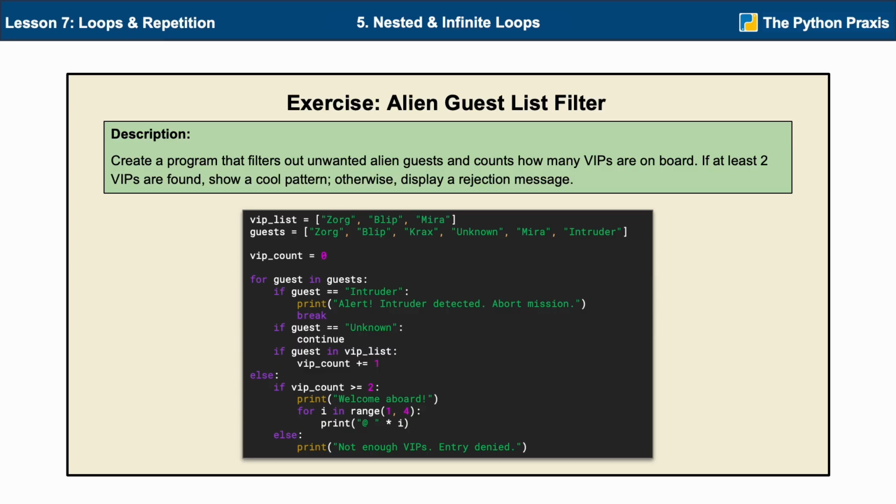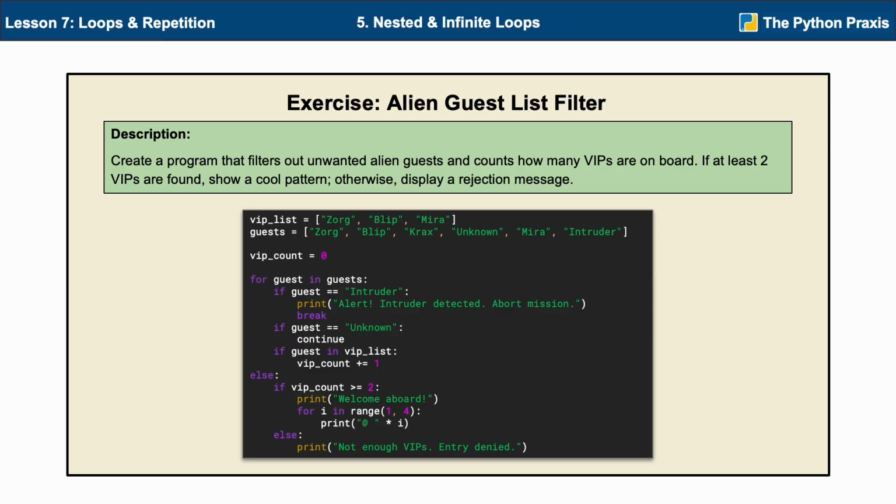In the next line, we set up a counter, called vip_count, to keep track of how many VIPs we actually find. We assign to the vip_count counter the value of 0 to initialize it. Next up, we start a for loop: for guest in guests. This loop is going through each name in the guest list, one by one. In this loop, we add three conditionals in the following order.